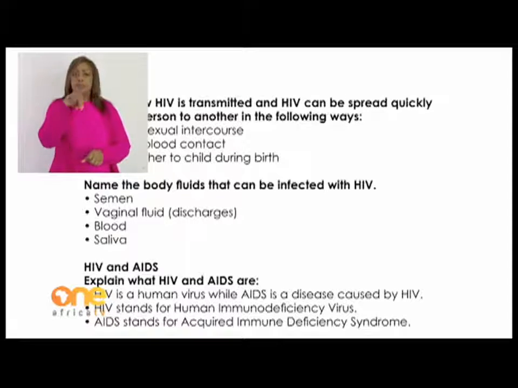Then we are also required to know the body fluids that can be infected with HIV. The body fluids that can be infected with HIV, we speak of the semen, we speak about the vaginal fluids, or to say the discharges, we speak about the blood, and then we speak about the saliva. Those are the body fluids that can be infected with HIV.